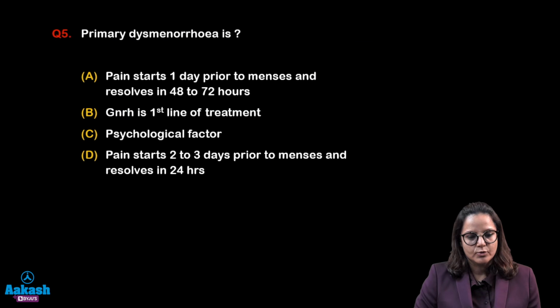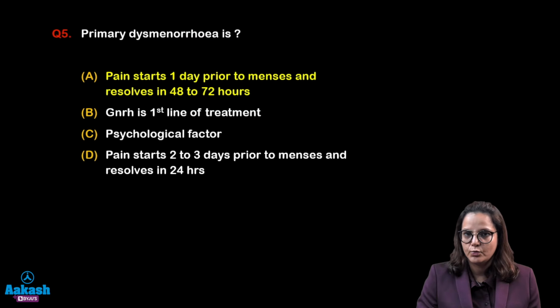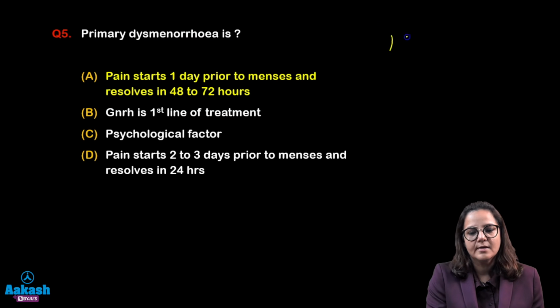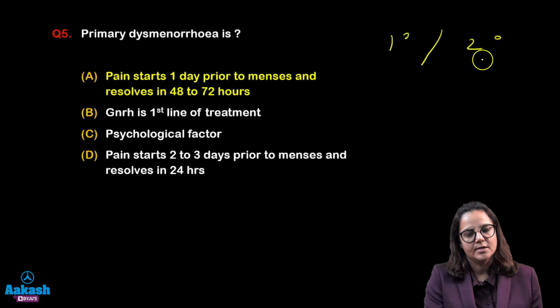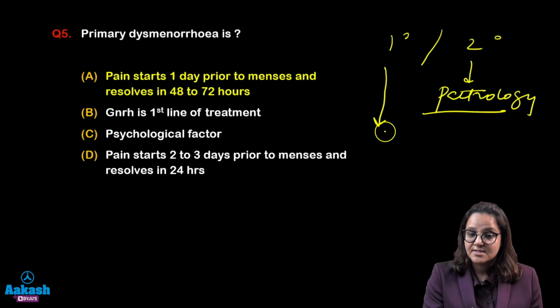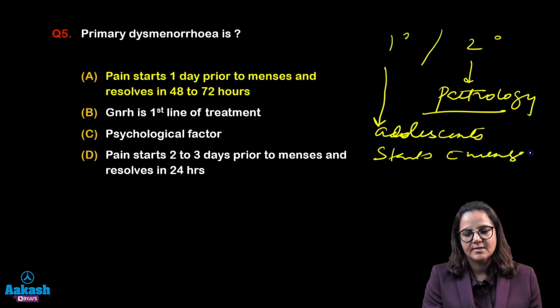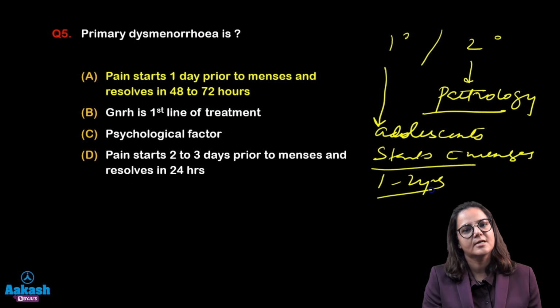What is primary dysmenorrhea? So primary dysmenorrhea is when the pain starts at least 1 day prior or at the start of the menses, and it can be there for 48 to 72 hours. Dysmenorrhea can be of two types. It can be primary or it can be secondary. What is the difference between the two? In secondary, there will be a pathological factor, and in primary, there is no pathological factor. So generally, this is seen in adolescents when they start with their menses, and it can happen for around 1 to 2 years from the start of menarche.